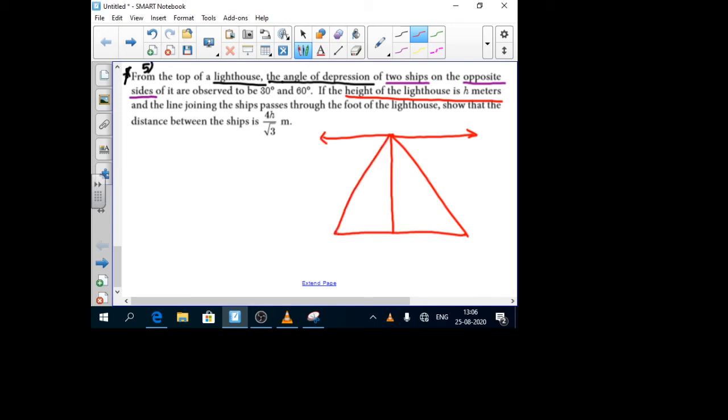The depressions are given for the lighthouse, and we have to find the remaining. So on opposite sides, one angle is given as 30 degree and another one is 60 degree. So I mark this angle as 30 degree. Here they are on opposite sides only, so I can mark it anywhere. Next, this angle is 60 degree.